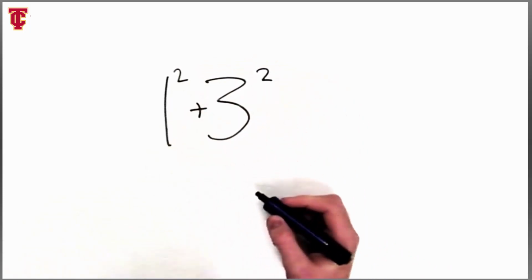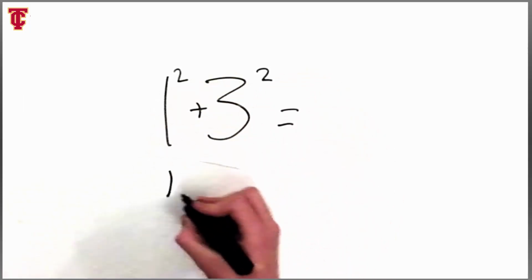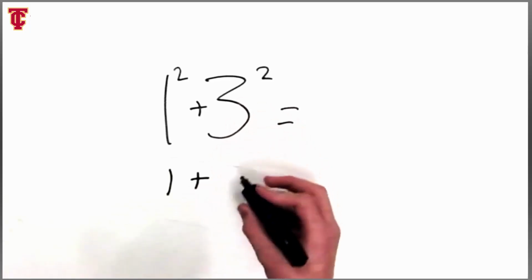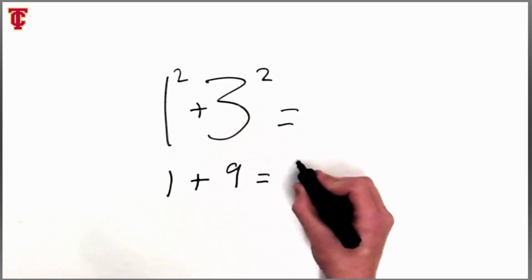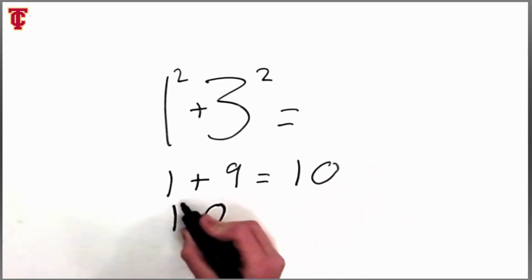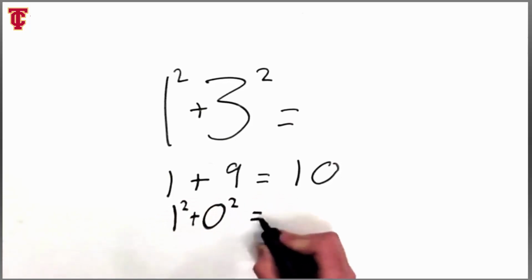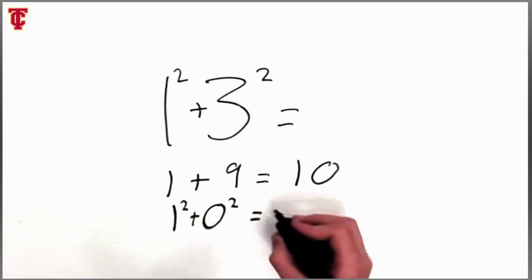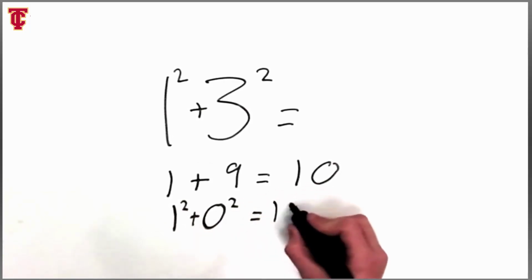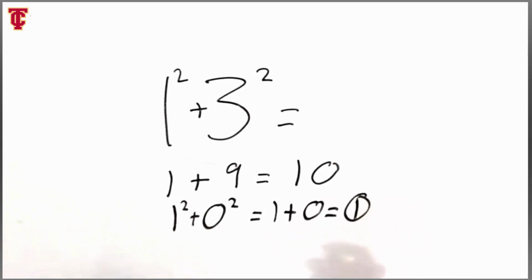So 1 squared plus 3 squared: 1 squared equals 1, and 3 squared equals 9, right? So 1 plus 9 equals 10. Now we take the 10, square 1, and add it to 0 squared. So 1 squared equals 1, plus 0 equals what? 1. So 13 is a happy number because once we square the digits, eventually we get back to 1.